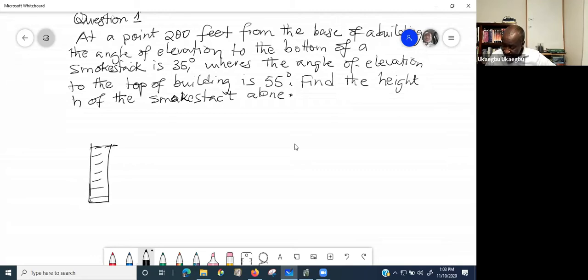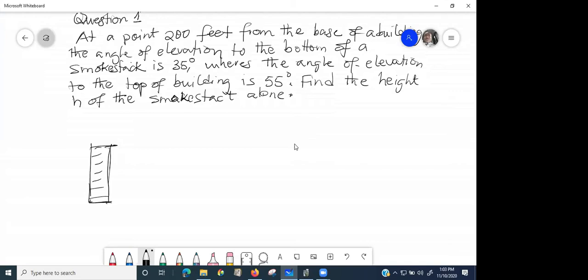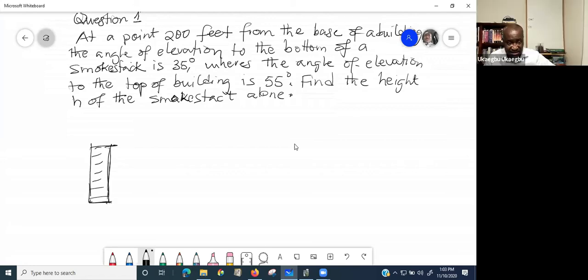And did they give you the height of the building itself? Look at the question again. Is there any height of the building? No. So then you create your own height. You can call it big H, or you can call it any other variable. You may use maybe even A. What do you want? You may use X. So use X as the height of the main building.